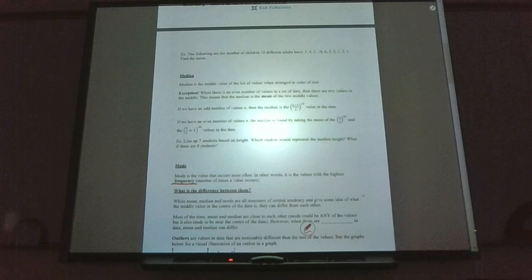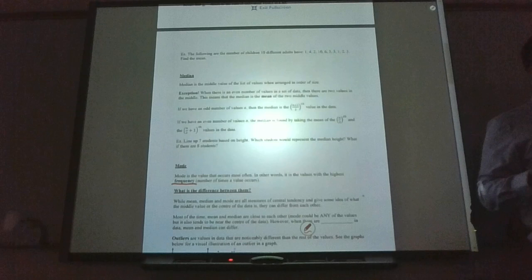An example of when you might use mode, because mode tends not to be as commonly used, is when we do marks. Oh, sorry, what were we going to say?